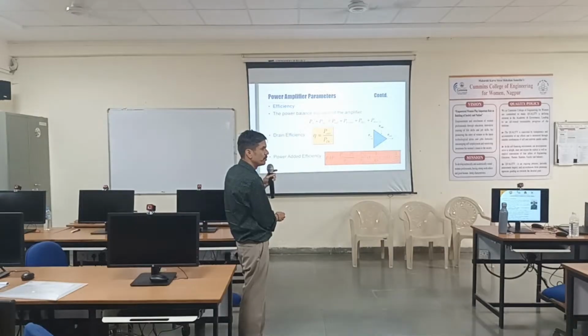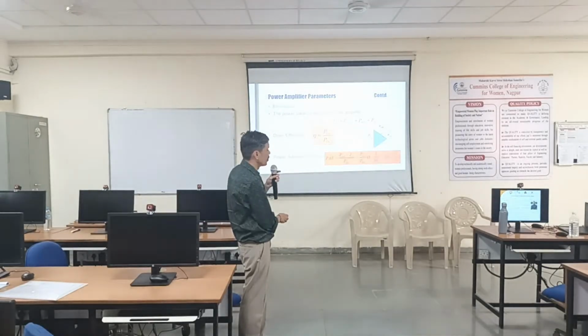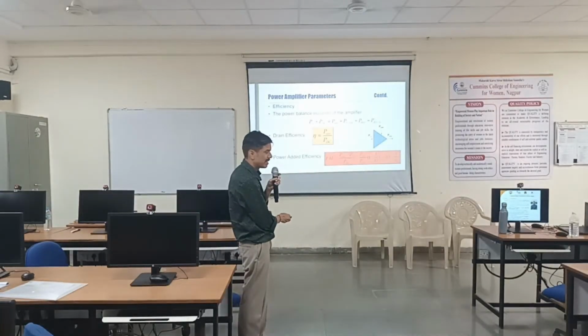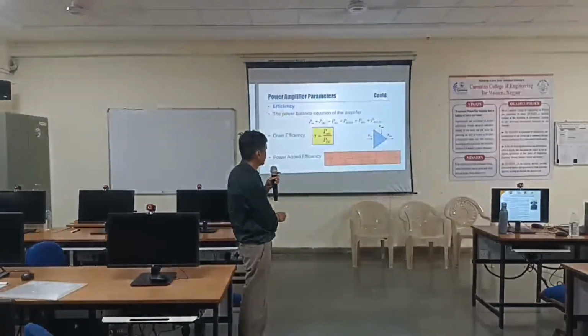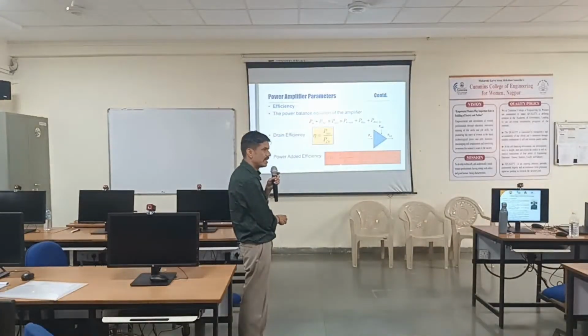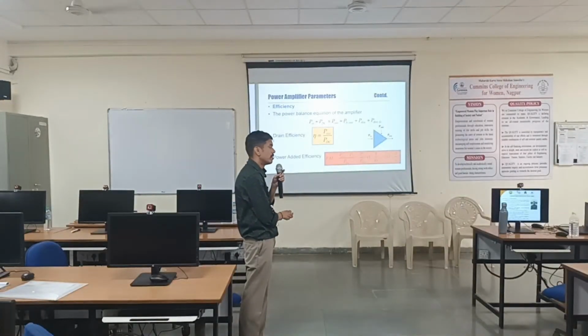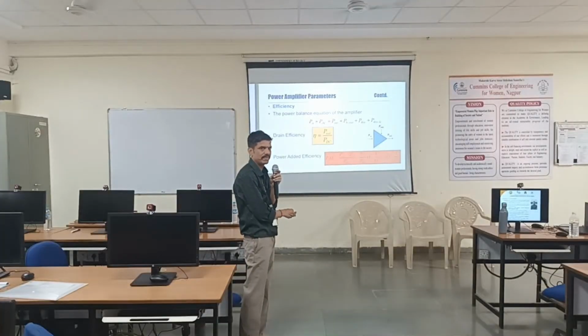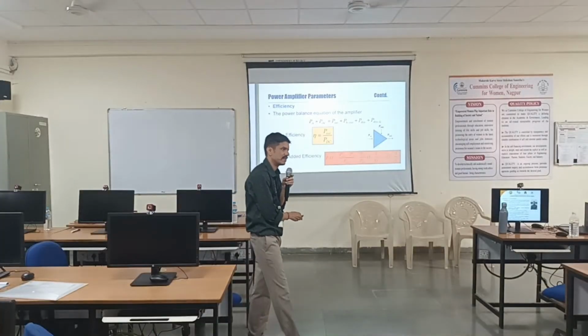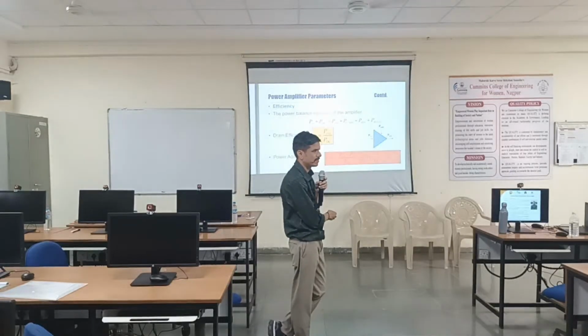So जो मेरा 52 dBm है, उसमें से मुझे पहले 42 को subtract करना पड़ेगा. Then I have to divide it by DC power, and whatever number I get, that is my power added efficiency. Always power added efficiency will be less than drain efficiency or collector efficiency. Something else: it will never come to 100%.